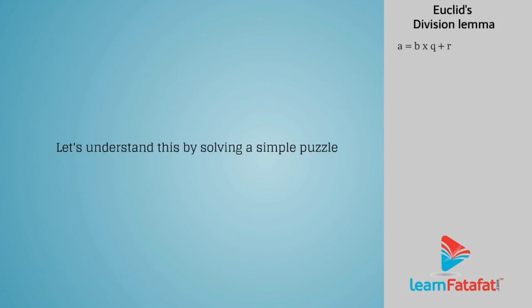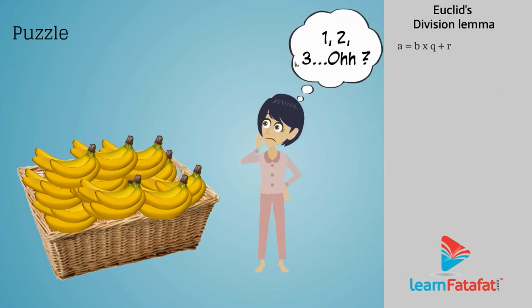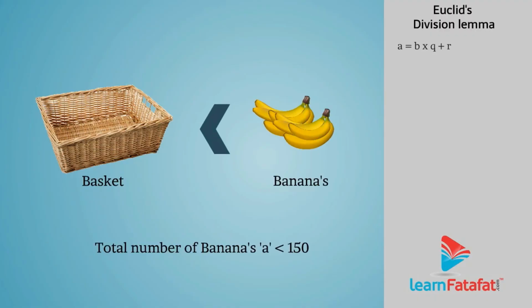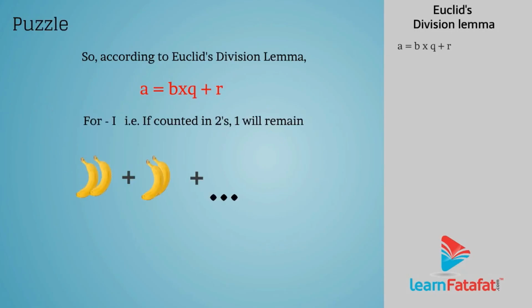Let's understand this by solving a simple puzzle. A basket is full of bananas, but we don't know exactly how many bananas are present in the basket. Basket can accommodate bananas less than 150. Let A be the total number of bananas the basket has, which is less than 150. We only know that if bananas are counted in pairs, 1 will remain. So, by applying Euclid's division lemma, we get A is equal to 2 into m plus 1.